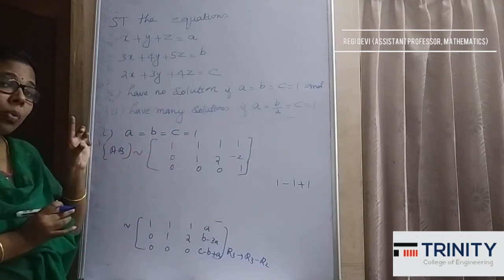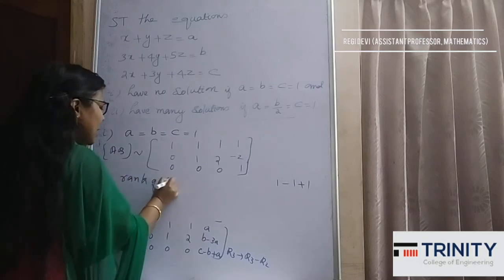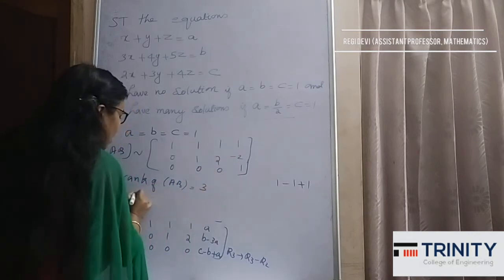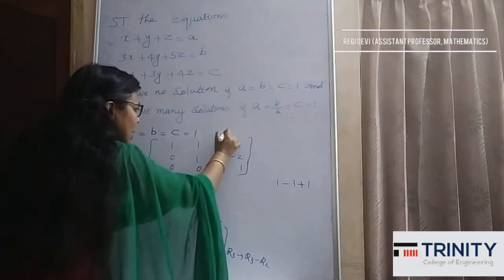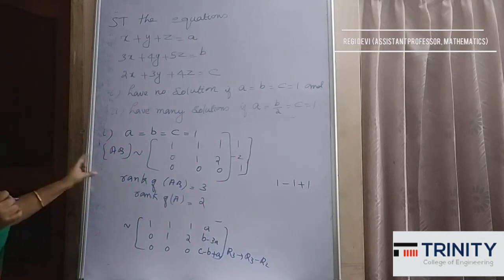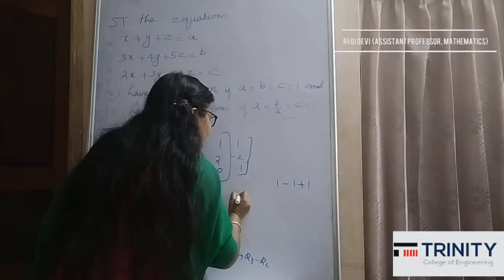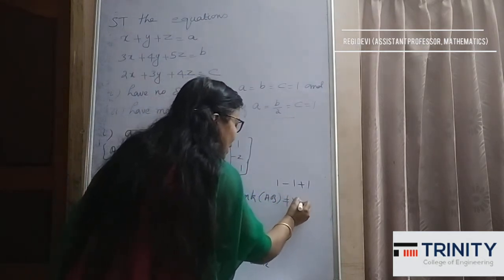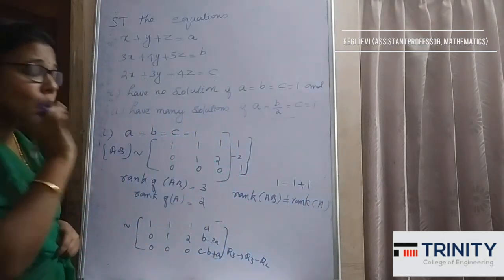What about the rank of AB? Rank of AB is the rank of this whole matrix, which is 3. What of rank of A? Rank of A is the rank of this matrix, that is 2. Here rank of AB is not equal to rank of A. Therefore, the system is inconsistent and has no solution.